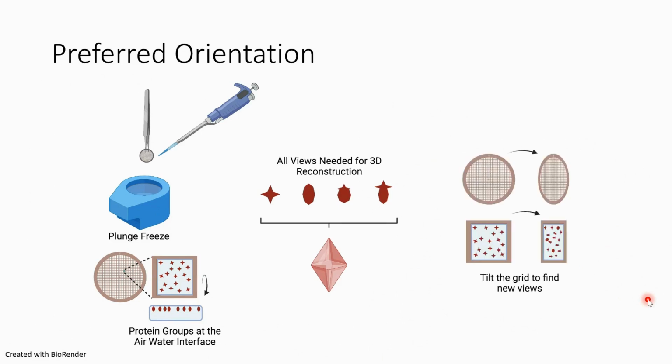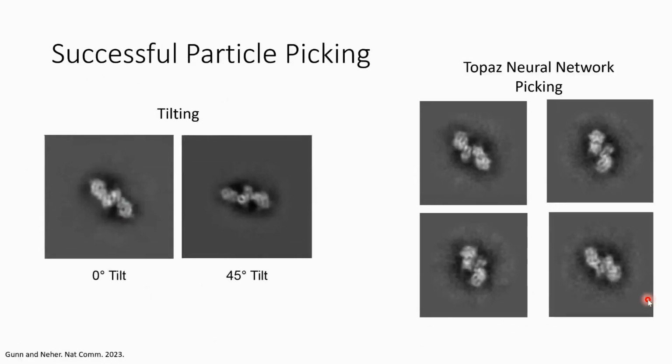And so I tried a lot of different strategies to beat this preferred orientation. And in the end, what we ended up doing is tilting the grid to find new views. So this essentially artificially introduces new views by tilting the preferred orientation away. And using this strategy, we were able to successfully solve the structure of our protein.